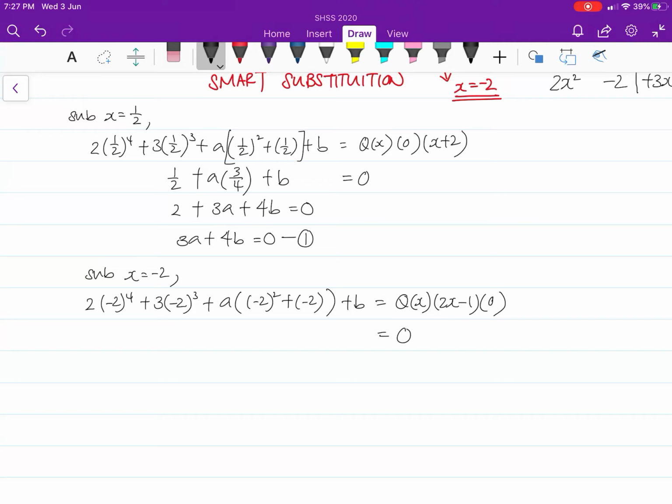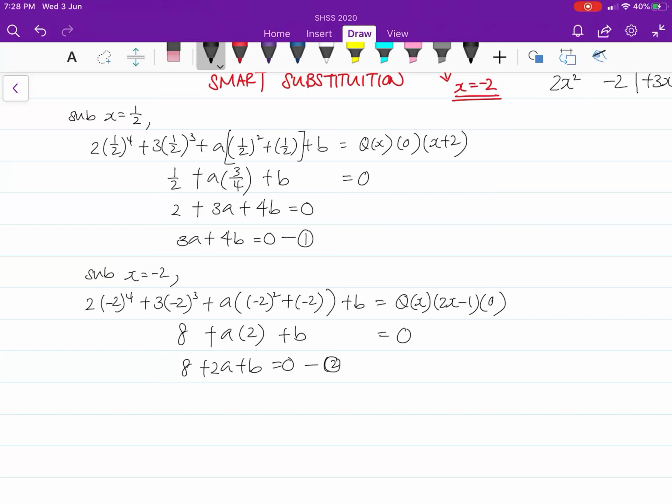So 2 negative 2 to the power of 4 plus 3 negative 2 to the power of 3, you get 8. So this is 8 plus, what is minus 2 square plus minus 2? You get 2. So this is a, this is 2 plus b. Now simplify, I will get 8 plus 2a plus b equals to 0. And that's equation number 2. And there you go, I have a pair of simultaneous equations to work out.